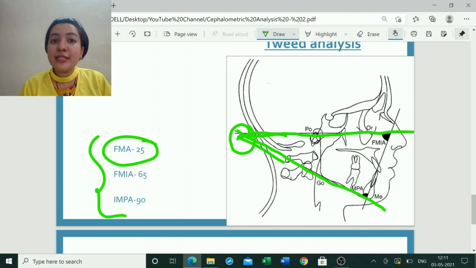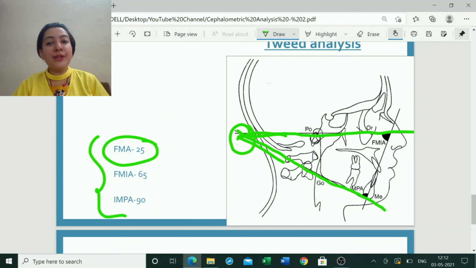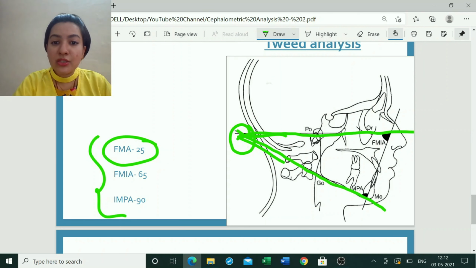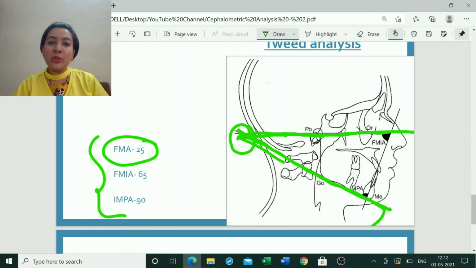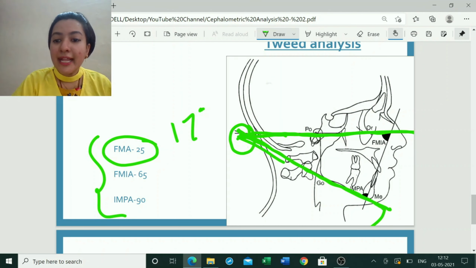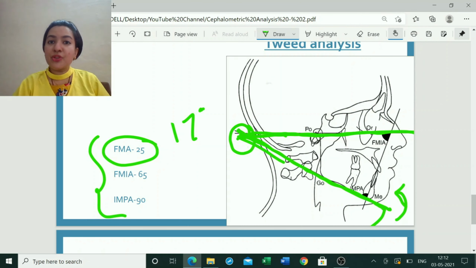In case my FMA is more than 25 degrees, what does it indicate? It indicates hyperdivergence. That is, my mandibular plane is rotated clockwise. My FH remains constant, my FH doesn't change. It is in relation to the mandibular plane, which can increase or reduce. In case it increases, it means my mandibular plane is rotated clockwise. The patient is hyperdivergent. In case it is less than 25 degrees, say if it is 17 degrees, then I will say that my mandibular plane is rotated anti-clockwise or the patient is hypodivergent. Okay, so this is the first angle.